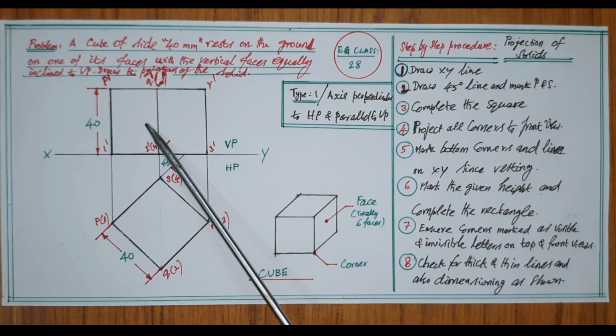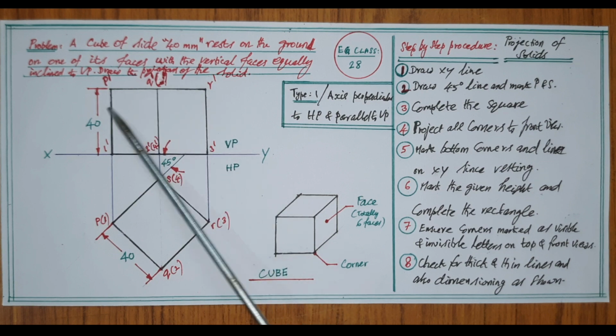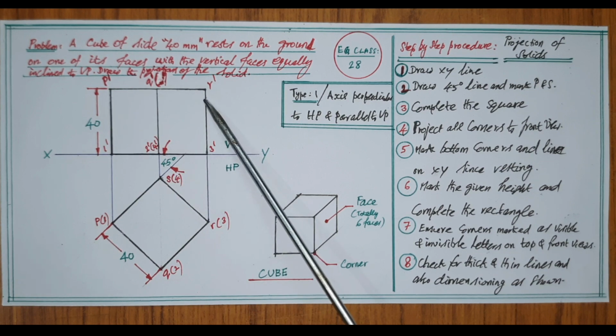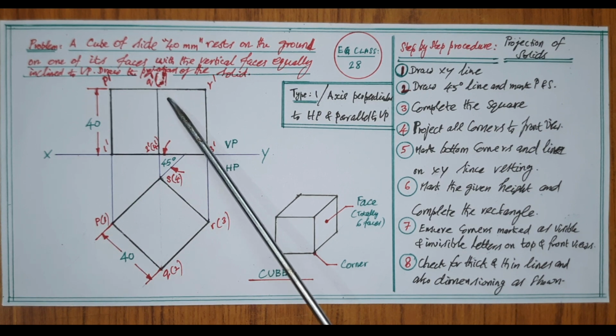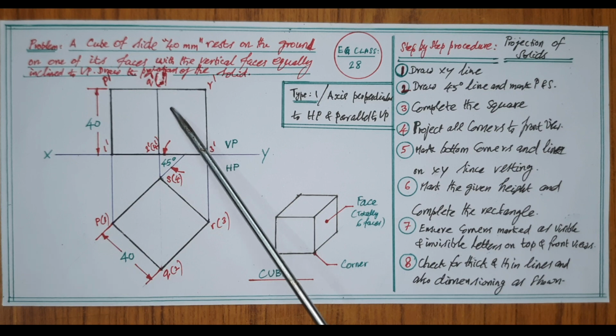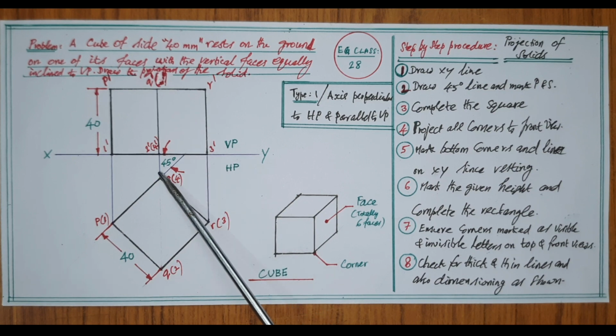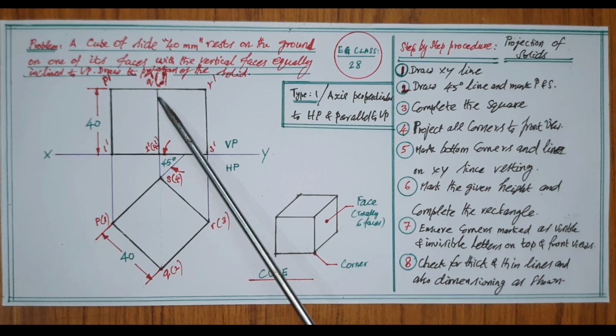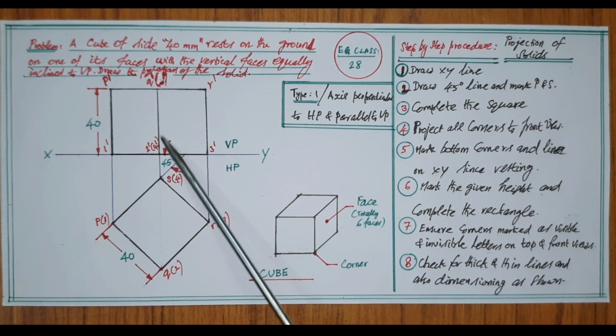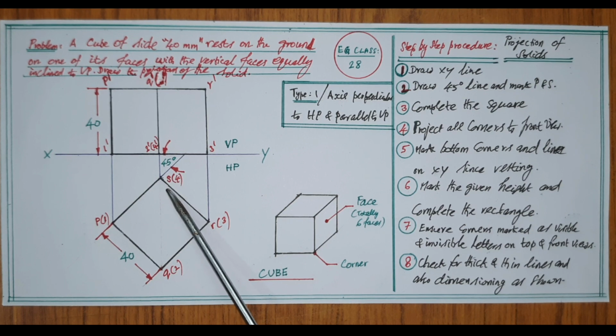Top side corners, that is P dash, Q dash, R dash and invisible corner S dash. When viewing from front, the center corner edge is visible clearly perpendicular to HP, and so another thick line is to be drawn within the rectangle as shown here by projecting from S.